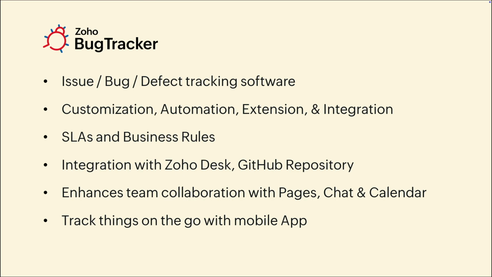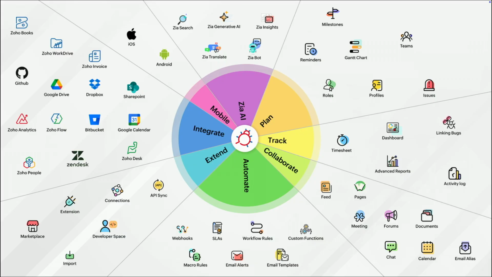Zoho Desk sits on it, so they track the ticket. And if it is a bug in the product, they integrate with your bug tracking where the real team does the work, right? So you have a mobile app as well. Bug tracking also revolves around these key tenets, right? So whatever integrations work in Zoho Projects, whatever automation we support in projects is being supported in Zoho Bug Tracker as well.